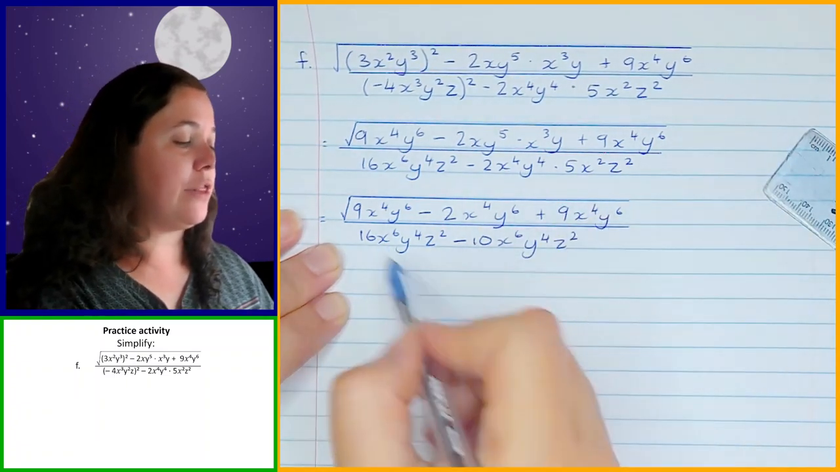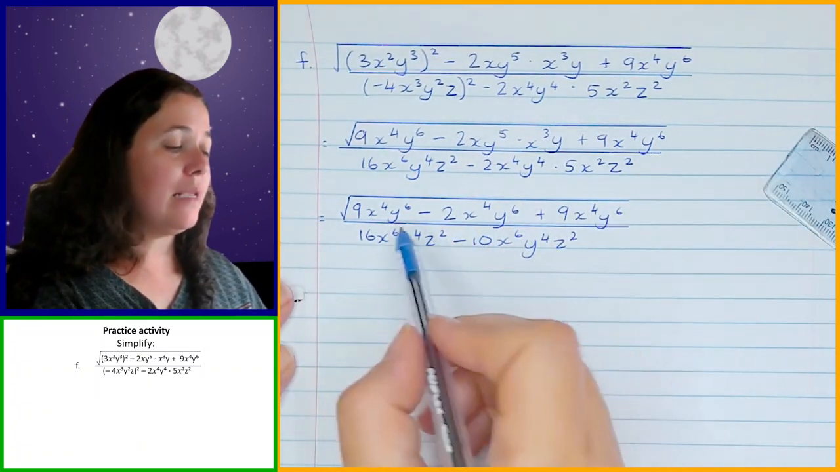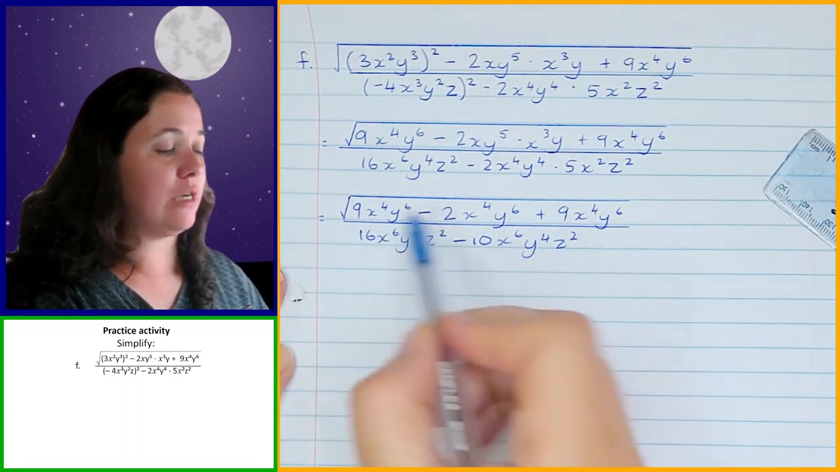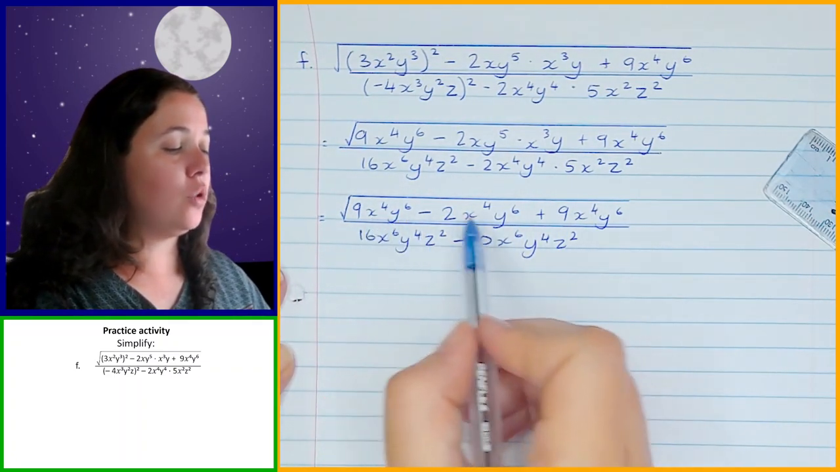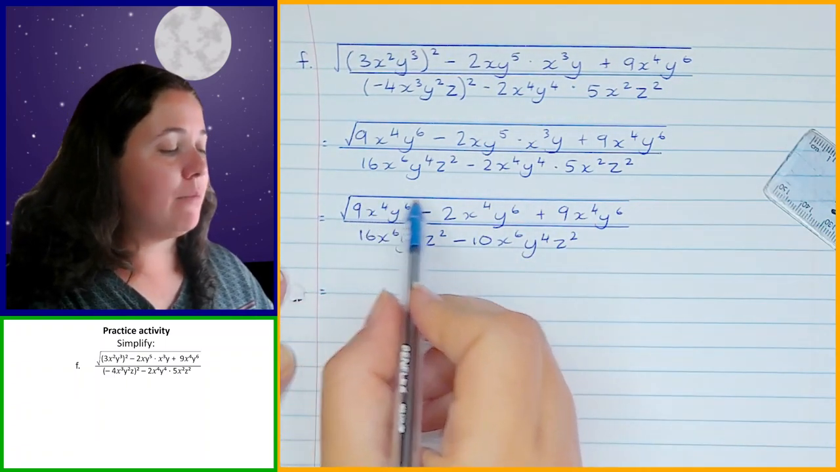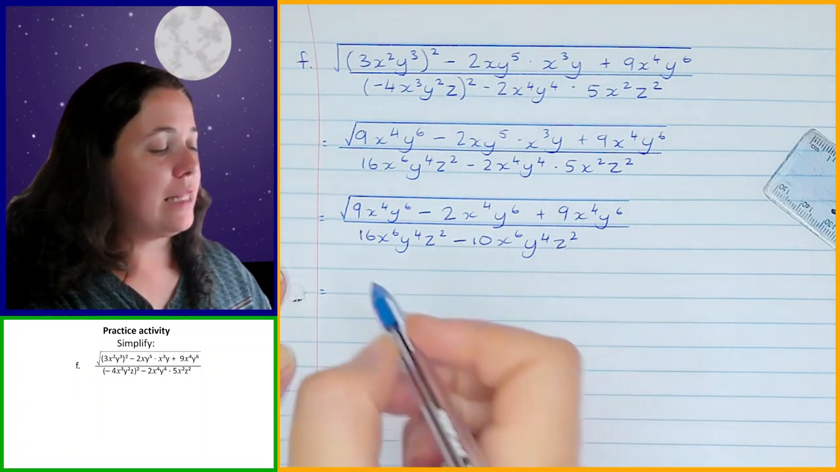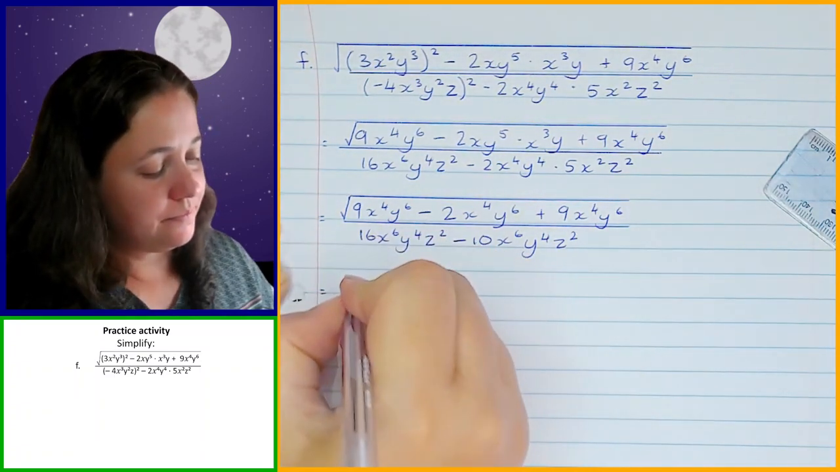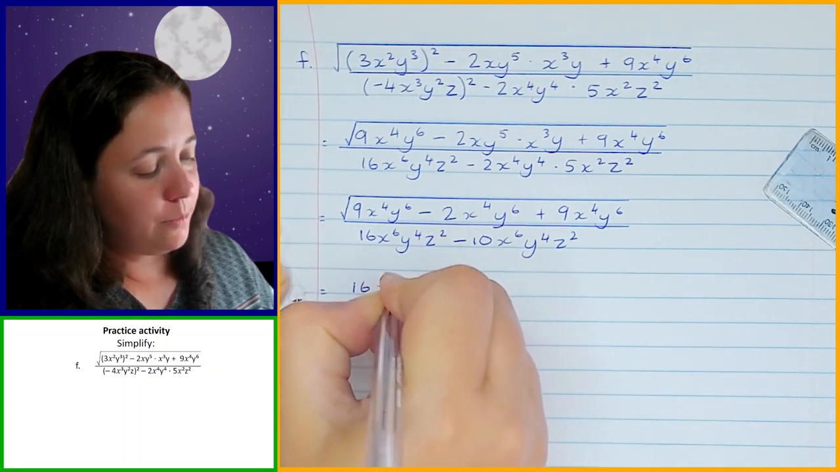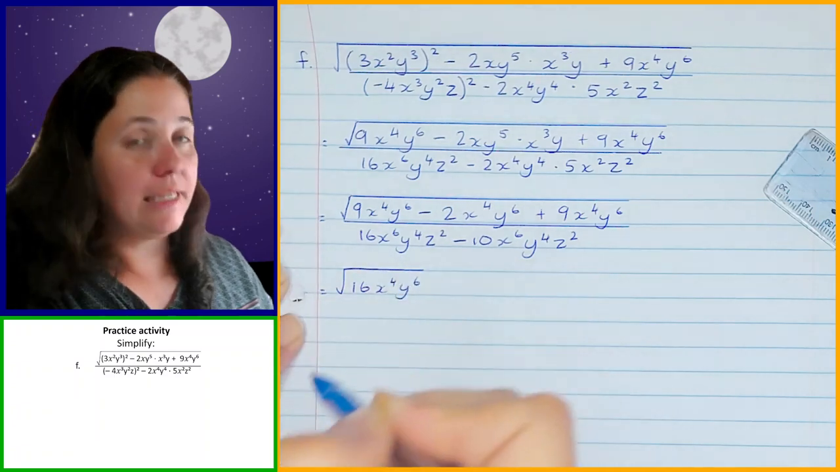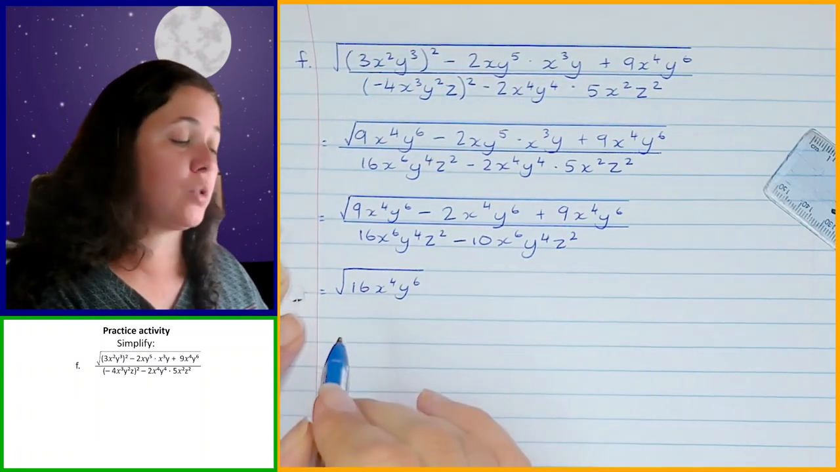Okay, so once I've got that, I can now go and simplify my addition and subtraction. I've got addition and subtraction that I can simplify over there. If you look, those are all like terms, so I can simplify them now. So I've got 9 minus 2 plus 9. That gives me 16x to the power of 4, y to the power of 6. And that still needs to be square rooted. I haven't done the square rooting yet.